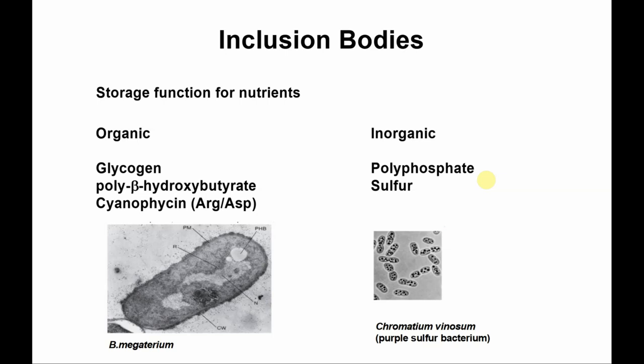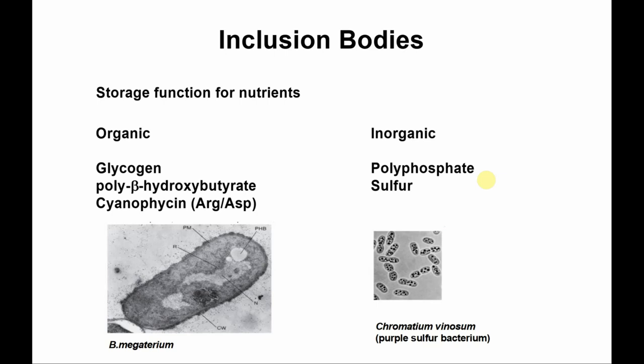Now, some bacteria that have metabolism based on the oxidation of sulfur can store granules of sulfur with the same kind of idea that if they're in a situation where reduced sulfur is abundant, they can take it up, store it, and then if it's all been exhausted in the medium outside the bacterium, they can still grow because they've stored it up somewhere. Okay, so inclusion bodies, storage function, inorganic and organic nutrients.